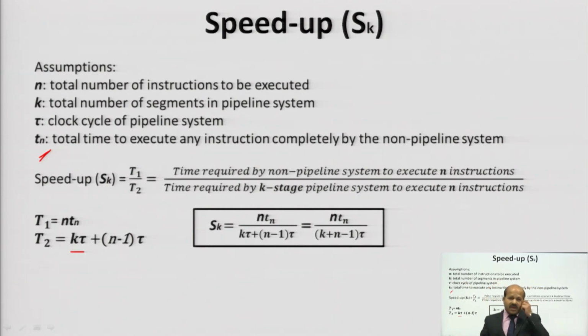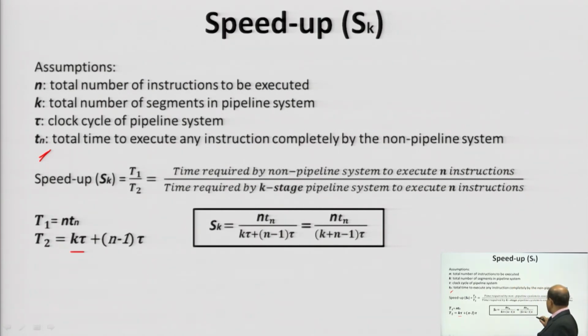And how many instructions are remaining? n minus 1 instructions are remaining. After the first instruction, this system will produce the output of the next instruction in every tau clock cycle. That is why n minus 1 times tau is given. So the speed up factor S k will be simply T 1 upon T 2. If you calculate, it will come as n t n upon k plus n minus 1 times tau.